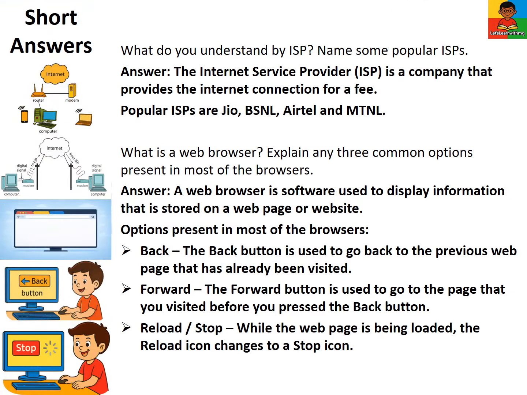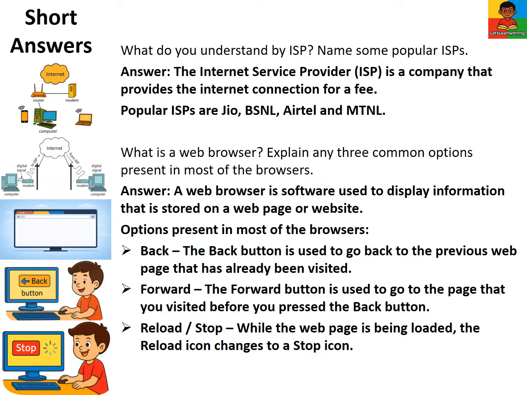Next, more short answers. What do you understand by ISP? Name some popular ISPs. Answer: The Internet Service Provider, ISP, is a company that provides the internet connection for a fee. Popular ISPs are Jio, BSNL, Airtel, and MTNL.